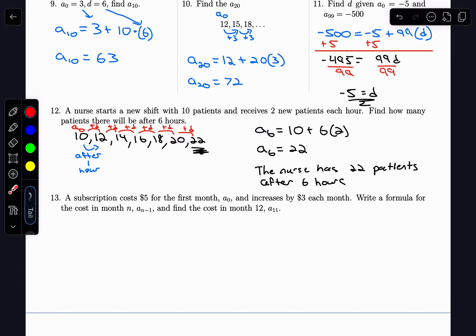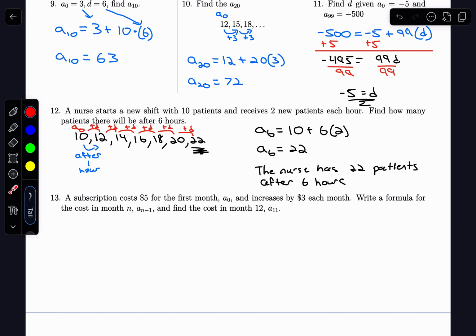The reason this is different is that question number 13 says the cost in month 12, not the cost after 12 months. After 12 months would mean we're looking for A sub 12. But the cost in month 12 means we've only actually gone 11 months to get there.